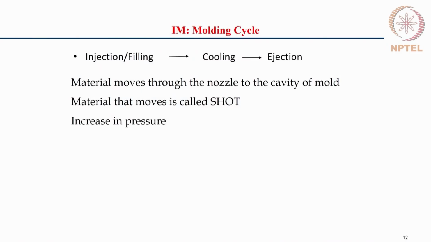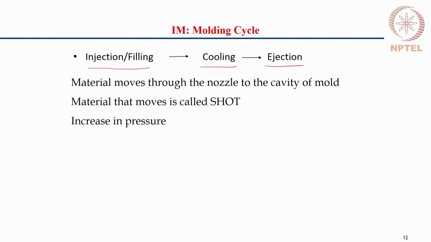So, once the material is selected, we need to make the mold, and in order to design the mold, we need to have an understanding of the mold cycle, the injection molding cycle. So, typically it consists of the filling stage, or what we call the injection stage, and then the part cools inside the mold and then the part is ejected.